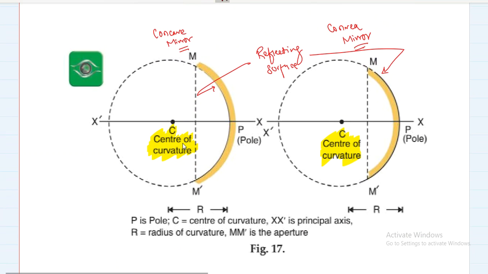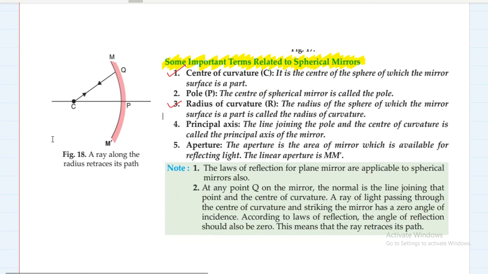Radius of curvature of a spherical mirror is the radius of a sphere of which the surface of the mirror is a part. तो radius of curvature में मैंने सिर्फ सेंटर की जगह रेडियस डाल दिया. सेम डेफिनेशन, जहां जहां सेंटर था उसको हटा के रेडियस डाल दिया. तो ये हो गया radius of curvature.